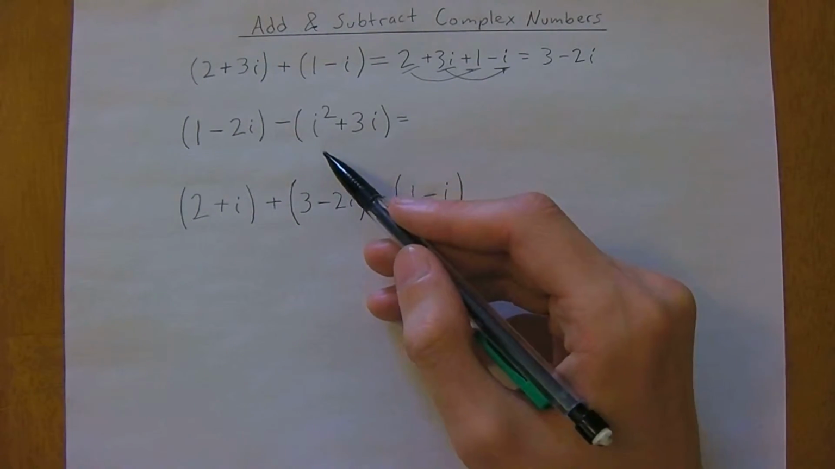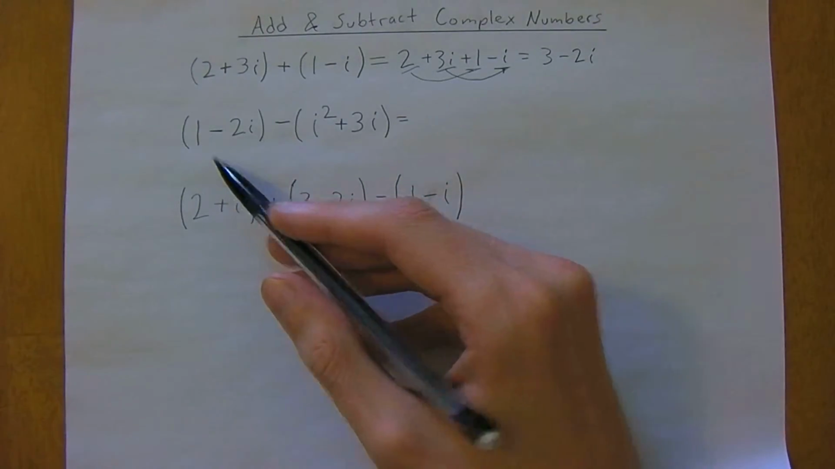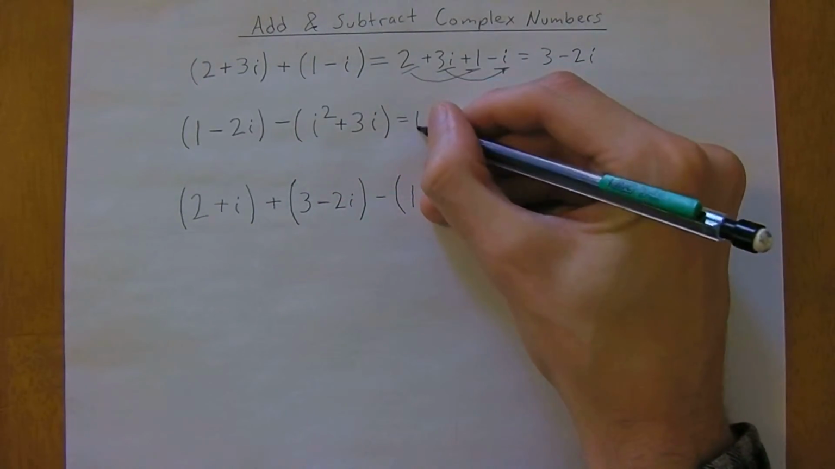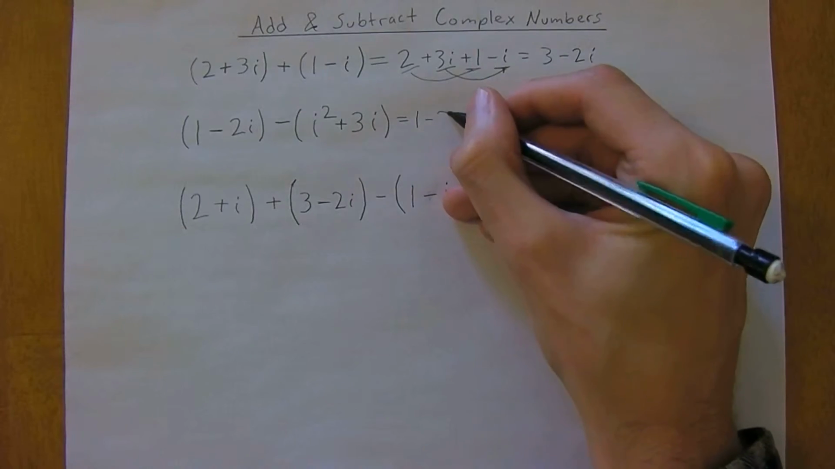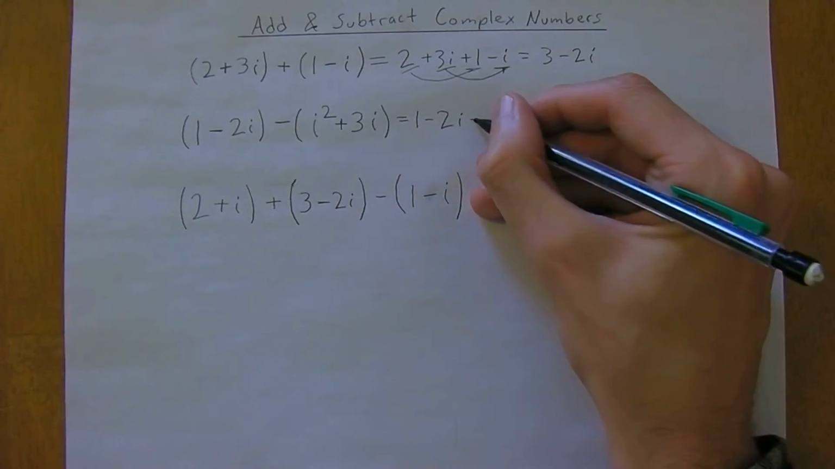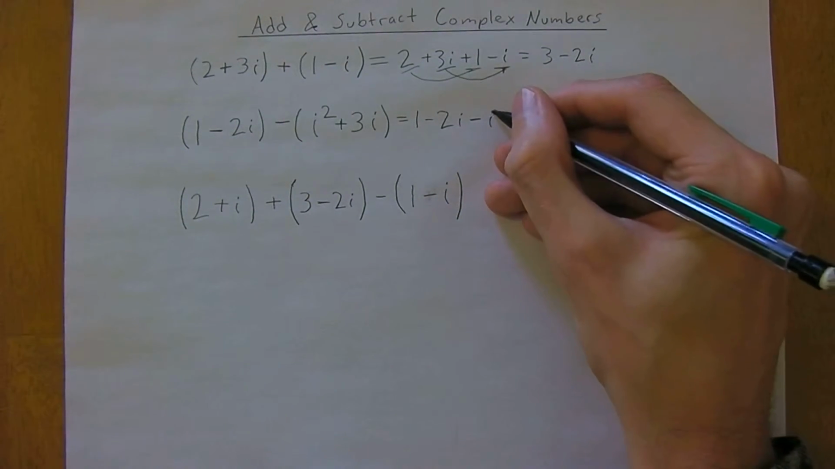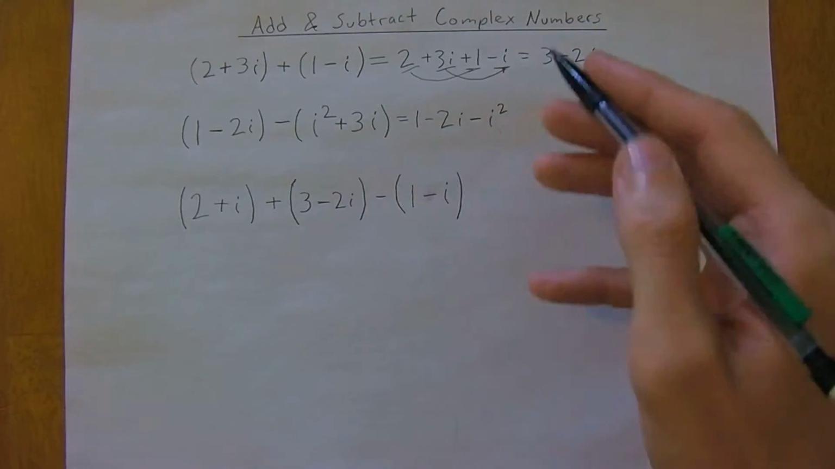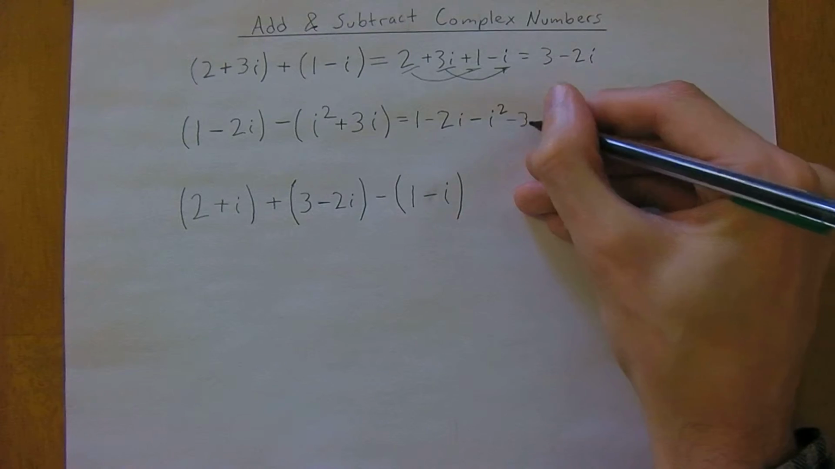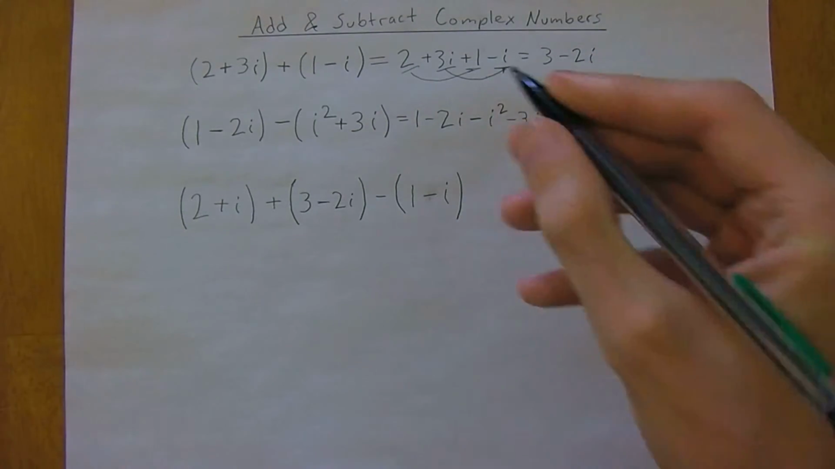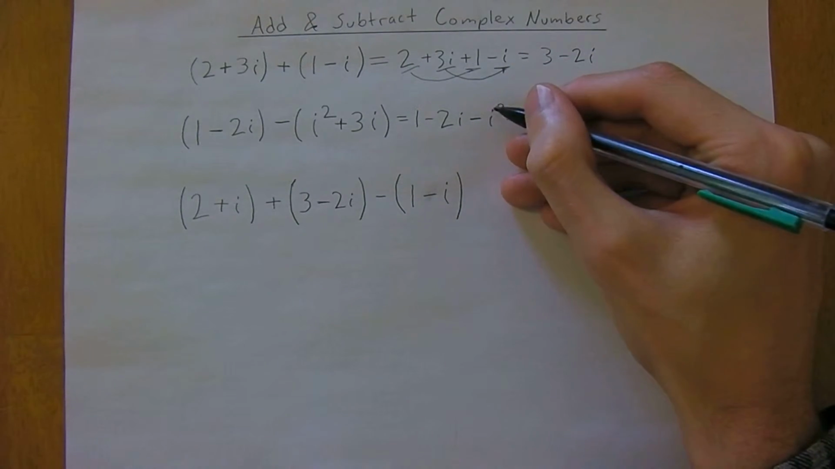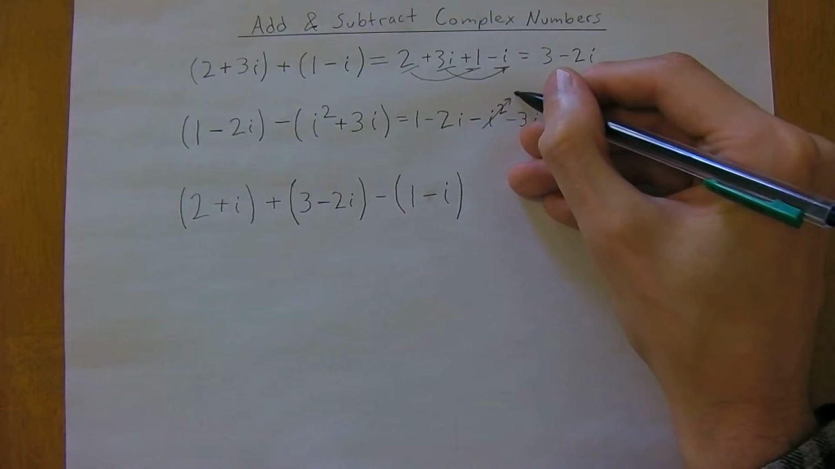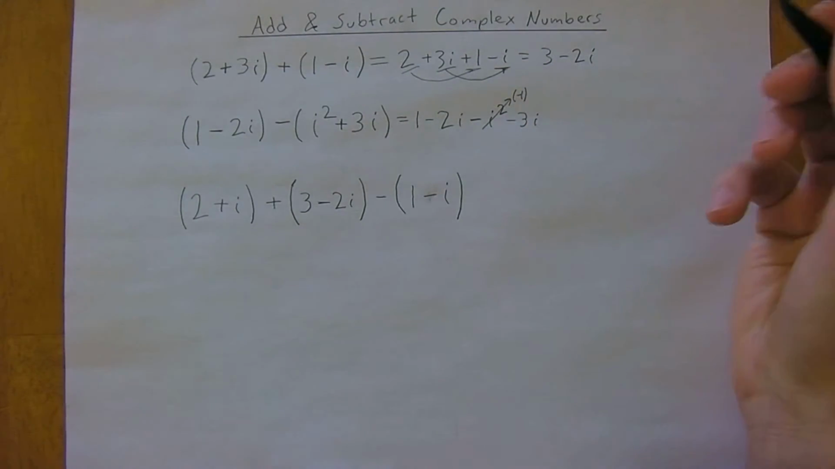In our second example here, we're going to subtract now. It's pretty much the same thing. We're just going to distribute out. So 1, just get rid of the brackets, minus 2i, now minus i squared, and a negative 3i. And now, of course, remember that i squared is actually equal to negative 1.